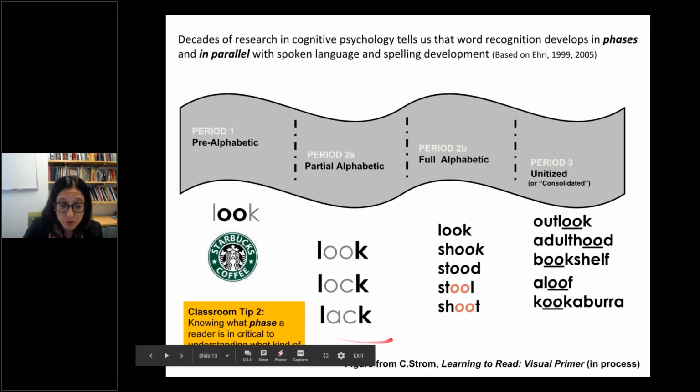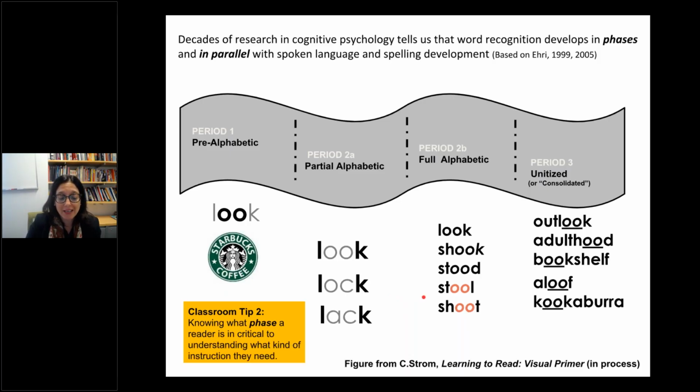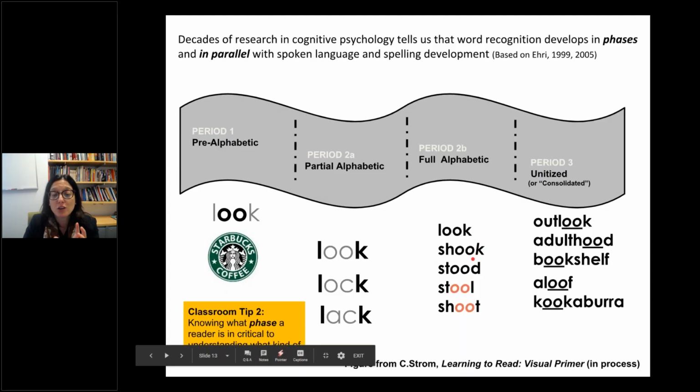So the classroom tip 2 here is that knowing what phase a reader is in is critical to understanding what kind of instruction they need. And here I really point to formative and diagnostic assessment. So you need to know that if a kid is reading short vowel words, but they're struggling with vowel digraphs, that means that they're really in the full alphabetic phase. So the essence of the instruction there should be vowel digraphs. We shouldn't be working on multisyllabic words with kids if they're all the way in the partial alphabetic, right? So really knowing what phase is even more critical.